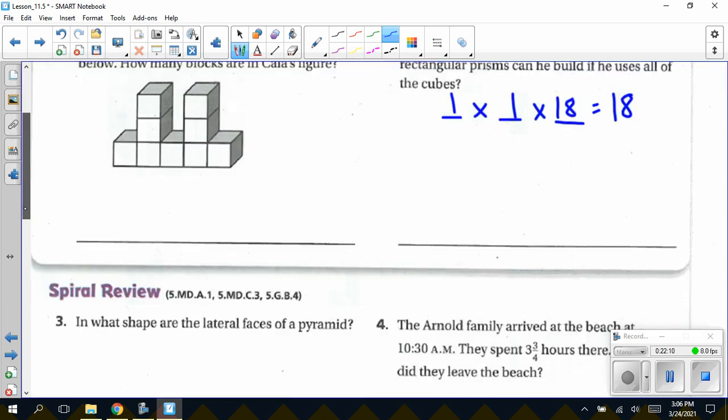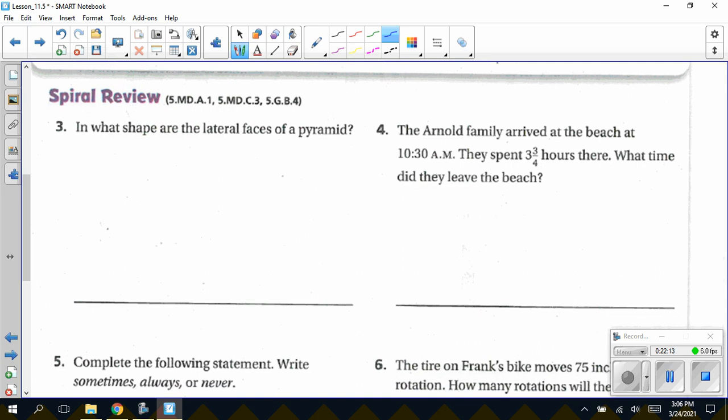For number 3, this is a multiple choice question. In what shape are the lateral faces of a pyramid? So if you need to help remind yourself what a lateral face is, that is from lesson 11.4. And remember, the lateral faces are what connect up at the top to form your vertex.